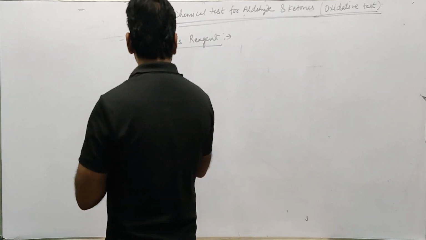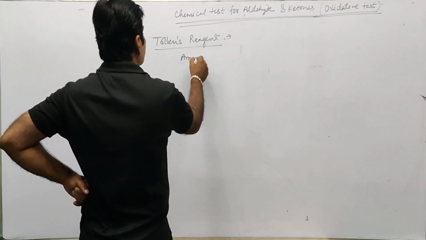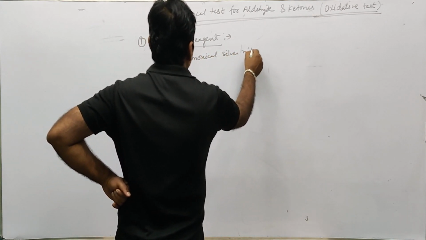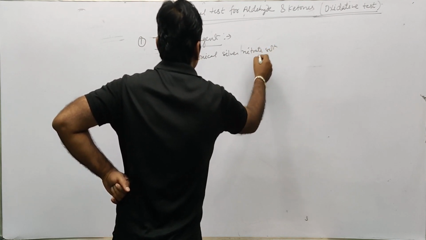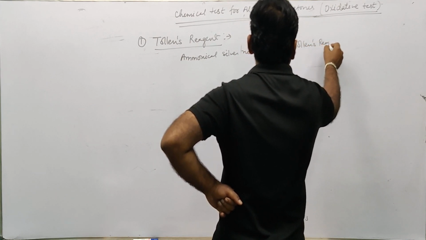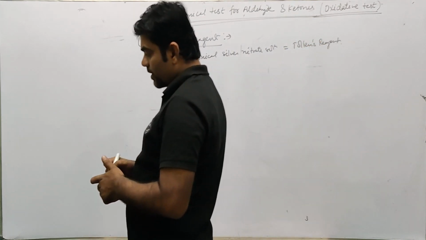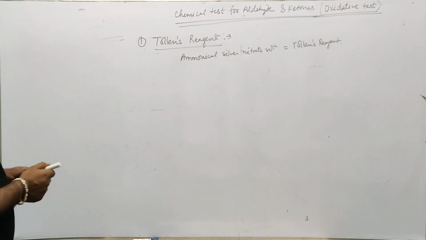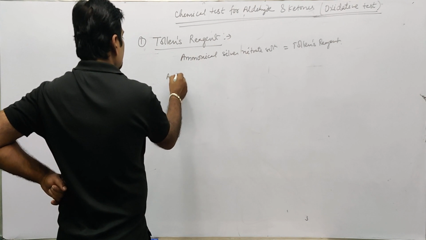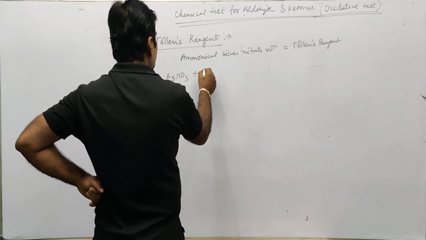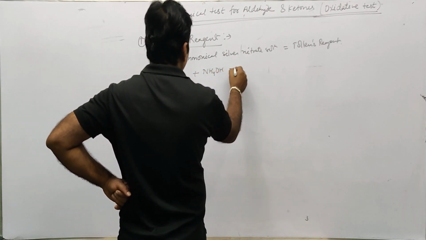See now, ammoniacal silver nitrate solution is called Tollens reagent. This is a very useful reagent used to test aldehyde, to differentiate aldehydes from ketones. Okay. So first of all, what happened over there? We have taken silver nitrate in ammonia solution, that is ammonium hydroxide.